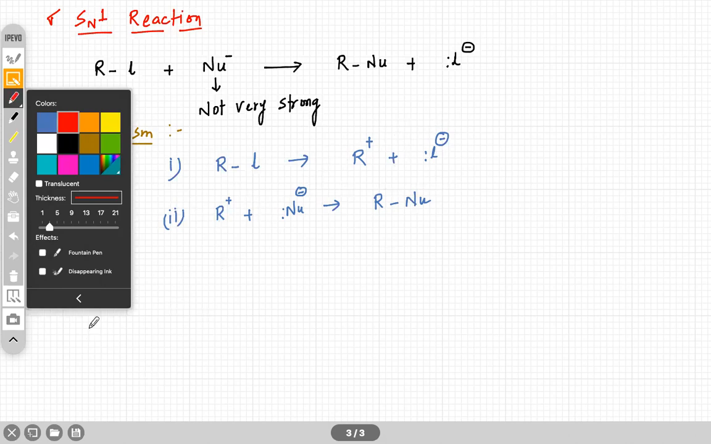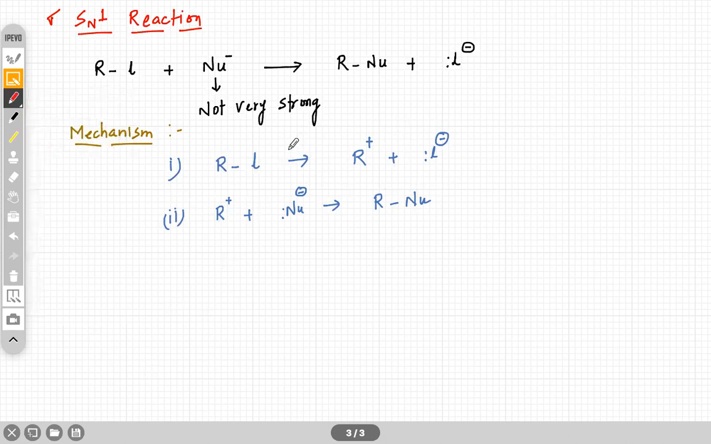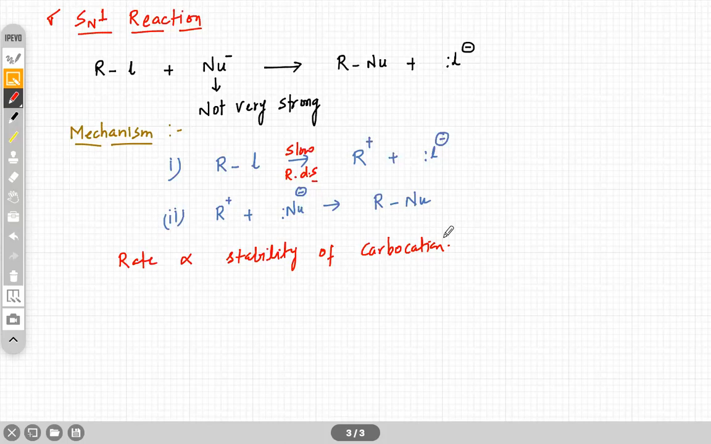This step is what? It is the slowest step, and it is the RDS of the reaction. I have already discussed that the rate of this reaction is directly proportional to the stability of the carbocation. We have other factors also, but this one is the most important one.